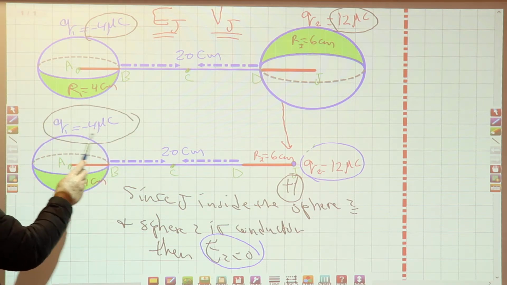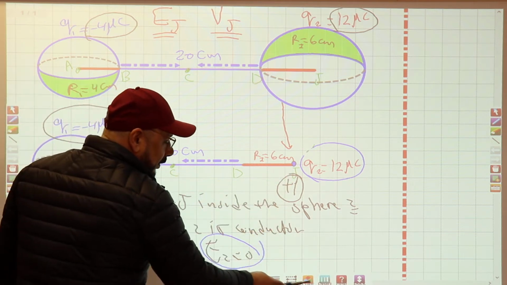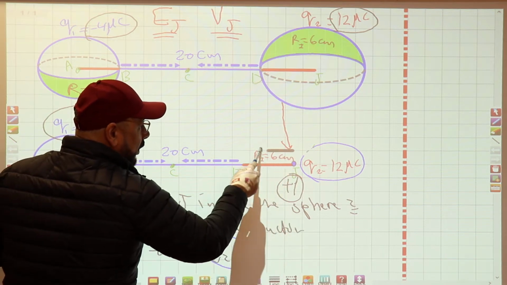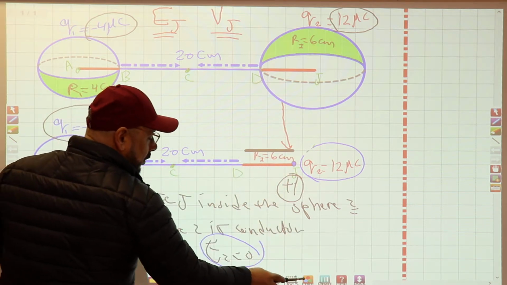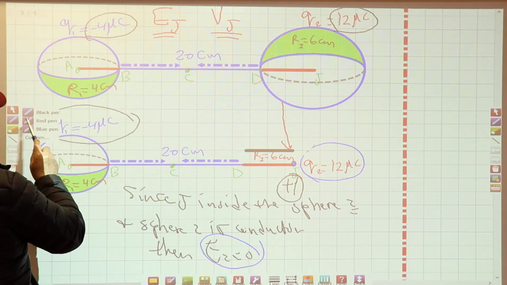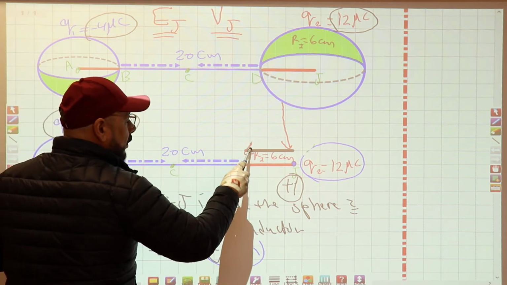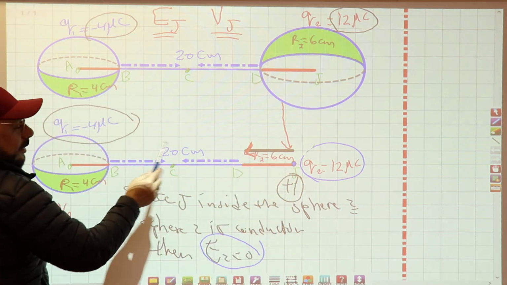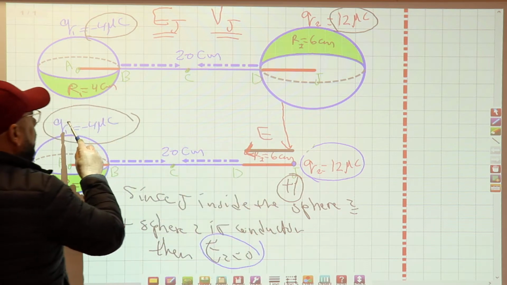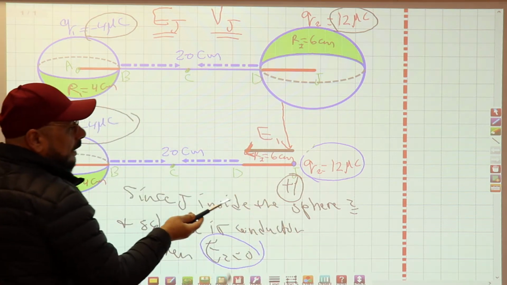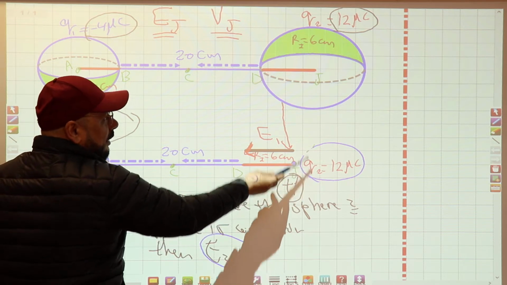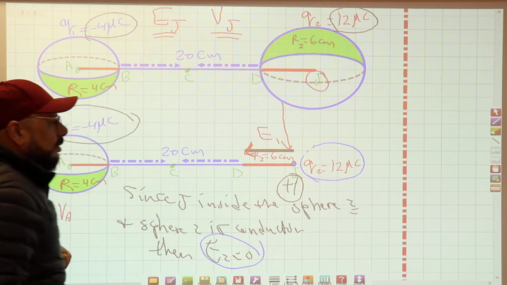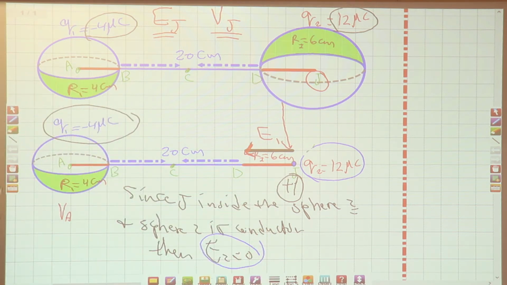Then sphere 1 is negative and the plus one charge is positive, so the electric field direction goes this way. This electric field comes from sphere 1 only. There is no electric field from sphere 2, because the point J is inside sphere 2. And this is easy to calculate.